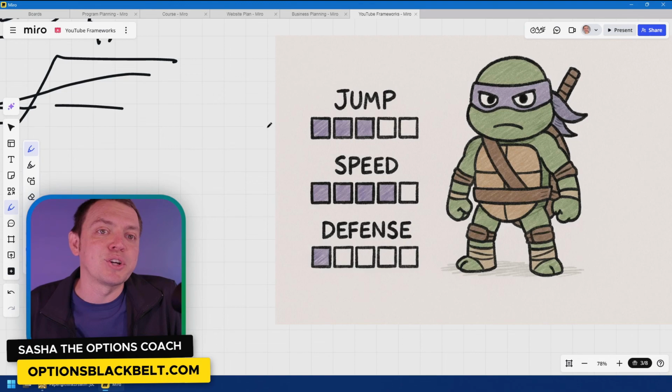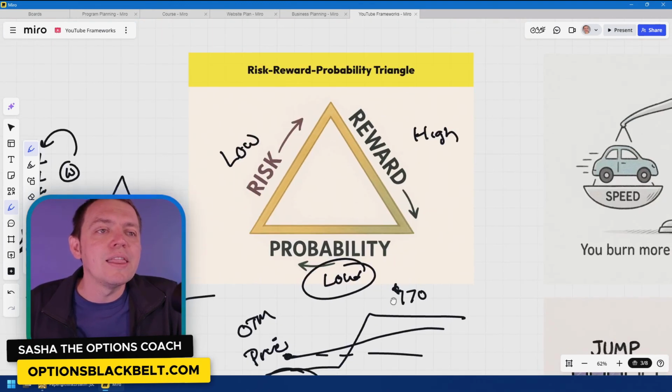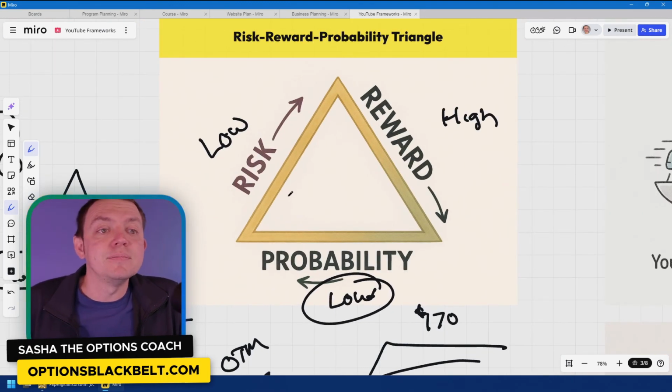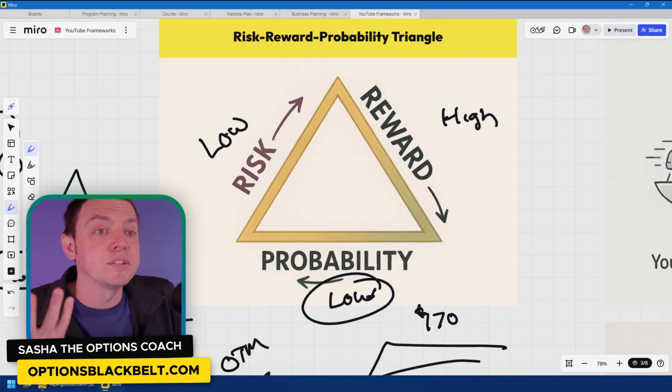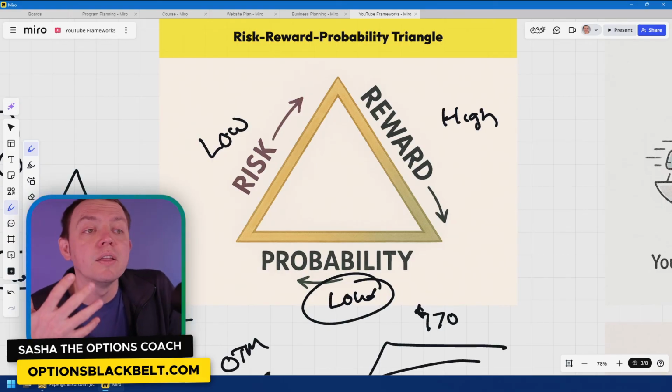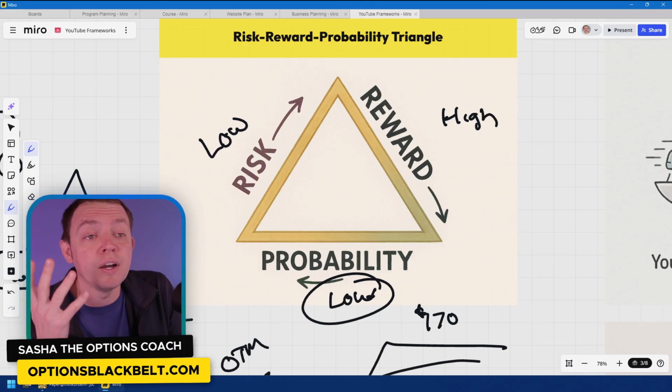And it's the same thing with a trade. What is it that you want from a trade? That's how you build it out. And then you have to live kind of with those consequences when you built the trade out, managing it based on the risk, the reward, the probabilities that you've set out.